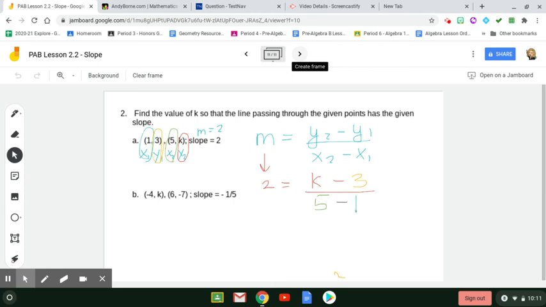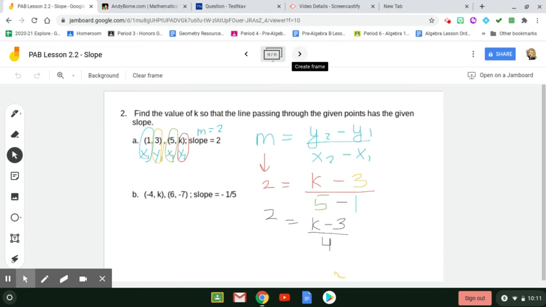Okay, so what we're going to do now is we can't really use our calculator that much other than to help us to simplify. So I'm just going to write down the 2. Okay, I'm going to write down my k minus 3. And I know 5 minus 1 is 4. So now I have this equation that's 2 equals k minus 3 over 4.